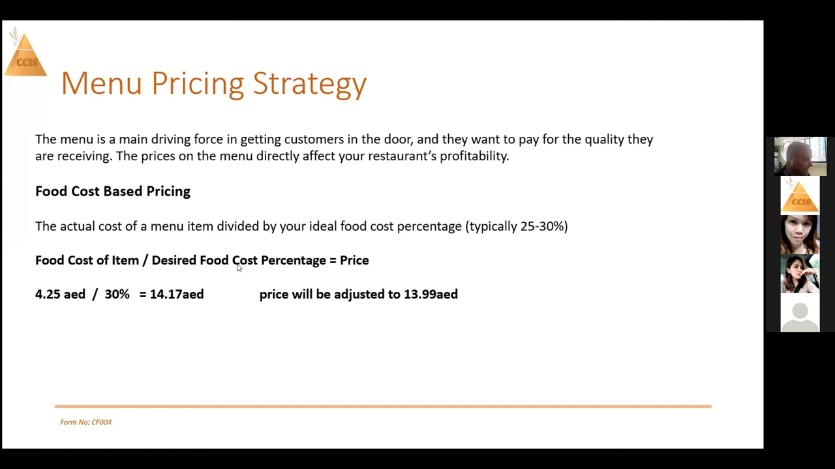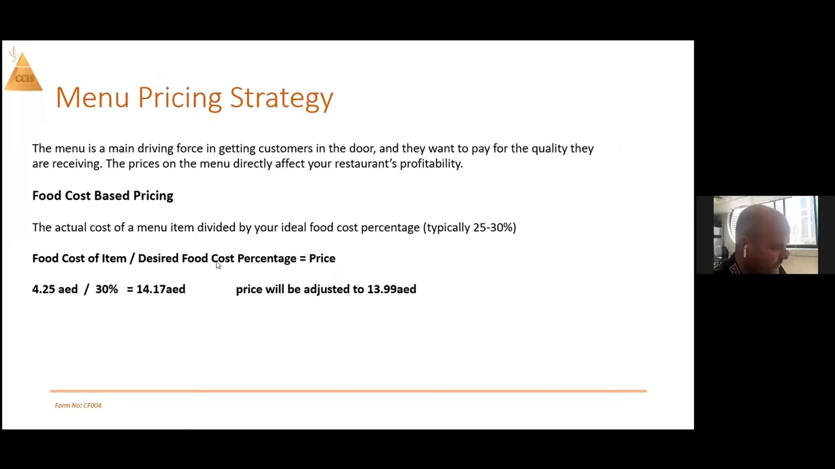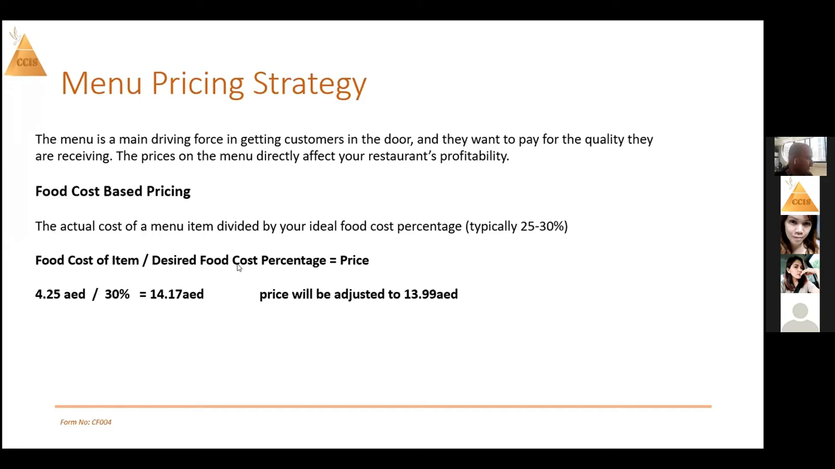Here we're looking at food cost between 25 and 30%, so we're going to use 30% for this example. The formula says the cost of the food item divided by the desired food cost percentage. If for our restaurant we want it to be 30%, we use 30%. In the example, 4.25 dirhams is the cost of the item, and the food cost percentage selected is 30%. Dividing the food cost of the item by 30% gives a price of 14.17.